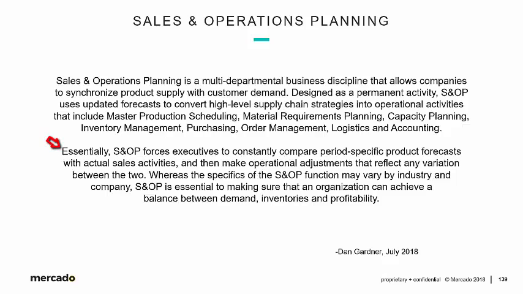Essentially, second paragraph, S&OP forces executives to constantly compare period-specific product forecasts with actual sales activities, and then make operational adjustments that reflect any variation between the two. That's a much more succinct way to state what we've been talking about up to this point. Whereas the specifics of the S&OP function may vary by industry and company, sales and operations planning is essential to making sure that an organization can achieve a balance between demand, inventories, and profitability.